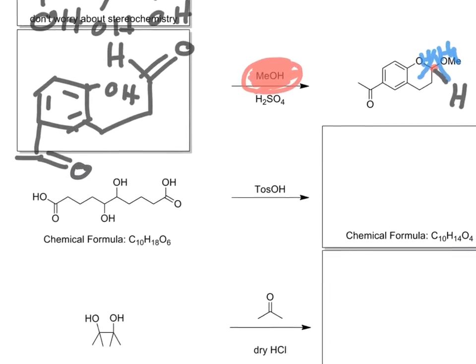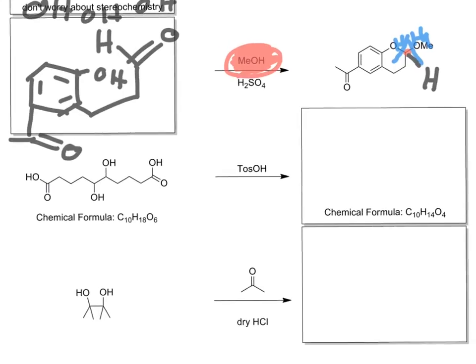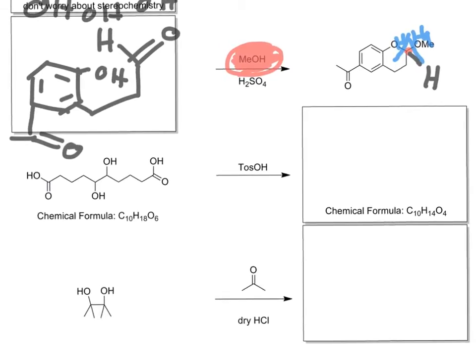All right. This next one is tricky, but I do give you a hint here. So you have a chemical formula there. We have a chemical formula here. So we're going from H18 to H14, so we're losing 4 hydrogens, and we're going from O6 to O4, so we're losing 2 oxygens, so we are losing 2 waters. Now in this case, we don't have an aldehyde or a ketone, so this isn't going to be an acetal formation. We have carboxylic acids and we have alcohols.